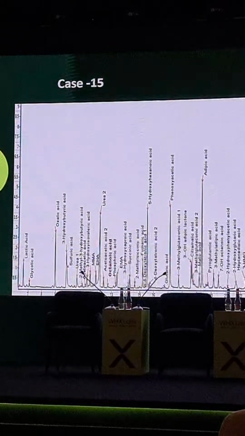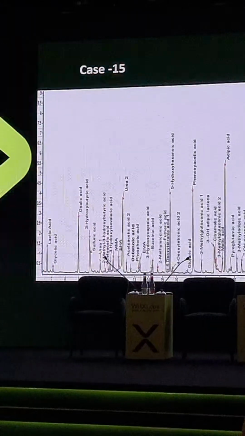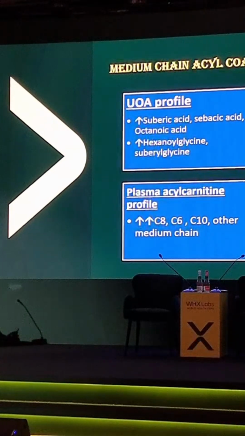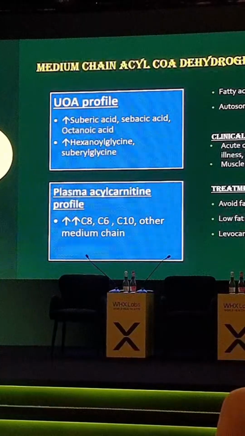Coming to the last case, I think many of you might be familiar with this. Here you can see some organic acids in the form of octanoic acid, suberic acid, and sebacic acid elevation. And along with that, there are 2 important acylglycines, hexanoylglycine as well as suberylglycine, which are elevated. So this is a case of medium chain acyl-CoA dehydrogenase deficiency, which is a fatty acid oxidation disorder.